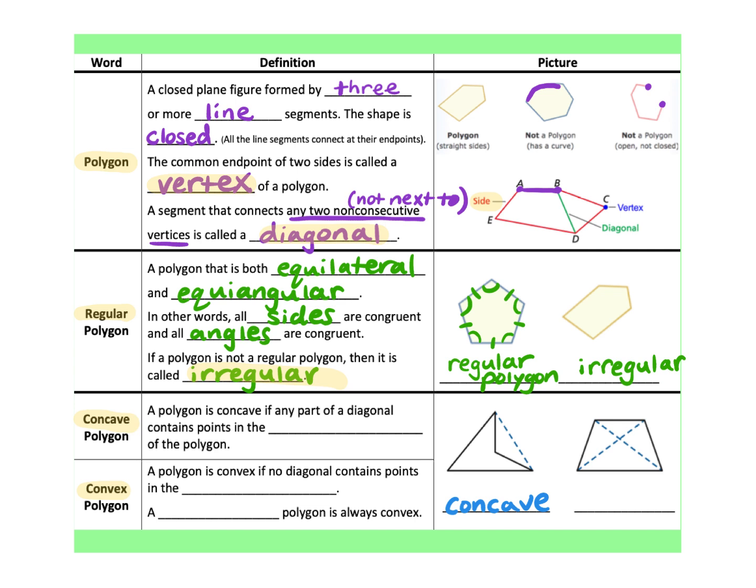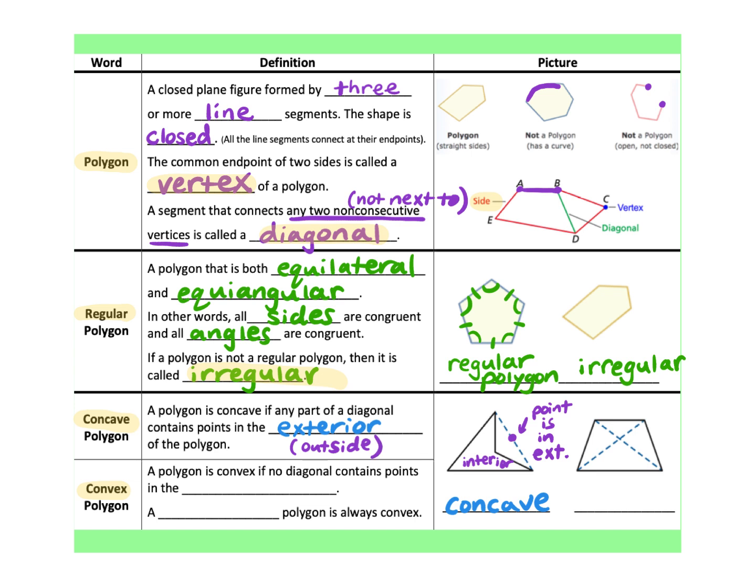The formal definition of a concave polygon is that a polygon is concave if any part of a diagonal contains points in the exterior of the polygon. So notice that this diagonal right here, if I draw a point on it, that point is in the exterior of the polygon. The interior of the polygon, I have to be inside the polygon. That point on the diagonal is in the exterior, it's outside the polygon, so that makes it concave.